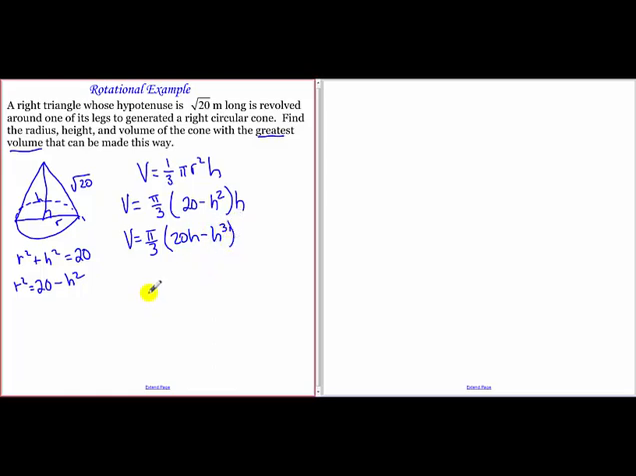Okay, now let's take our derivative. And think of pi over 3 as just a constant, so you can leave that out in front. So taking my first derivative, it is going to be 20 minus 3h squared. And then, remember, we set that equal to 0.